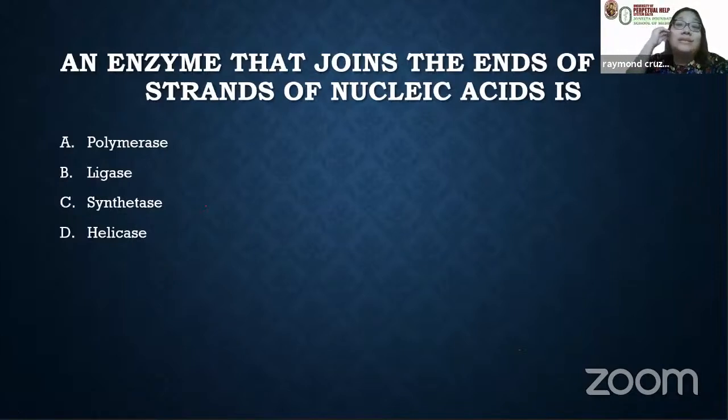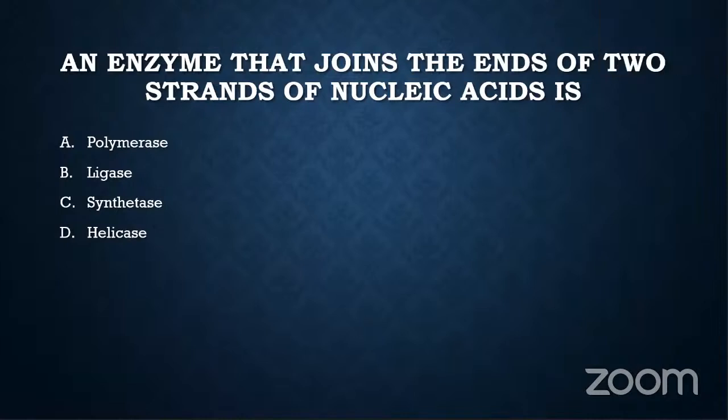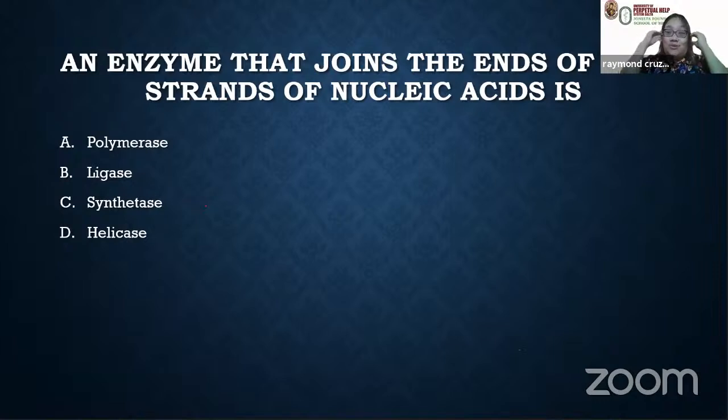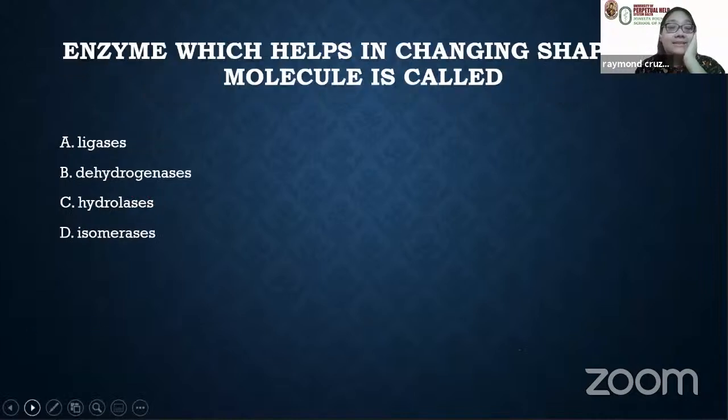So, an enzyme that joins the ends of two strands of nucleic acids is: polymerase, ligase, synthetase, helicase. For you to be able to answer this question, what do you have to know? You have to know the structure and the function of your different enzymes. What would this enzyme do? It joins the ends of two strands of nucleic acids. What's your answer? Ma'am, ligase. Yes, ligase. It looks like a lot of you would know the answer. So the answer is ligase.